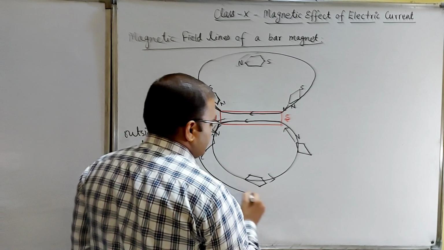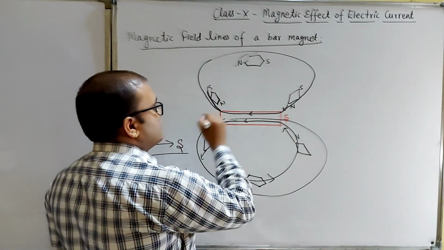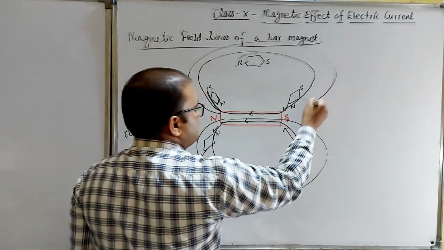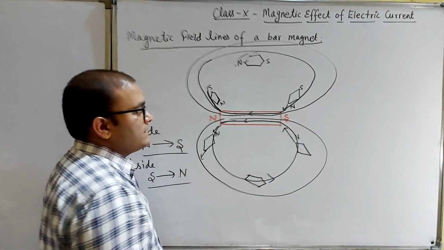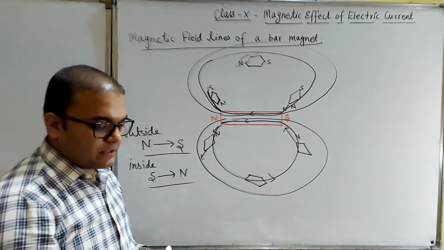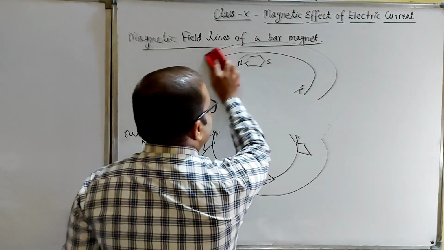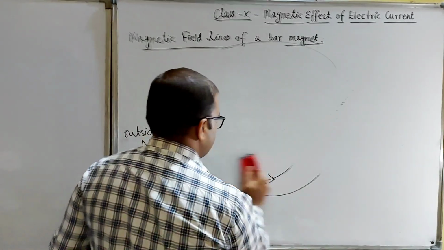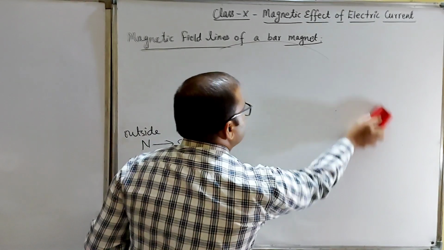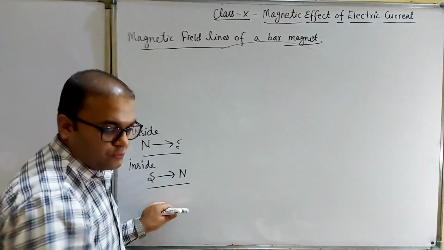We can represent the magnetic field lines like this. We can represent the magnetic field lines here like this. I will make the proper figure here. So how can we represent the magnetic field lines properly?